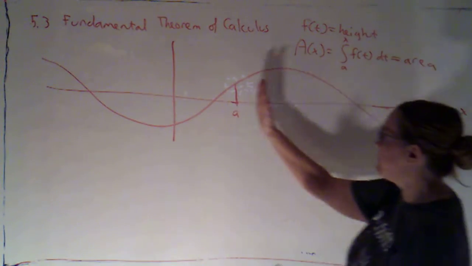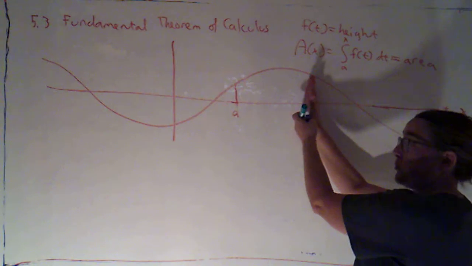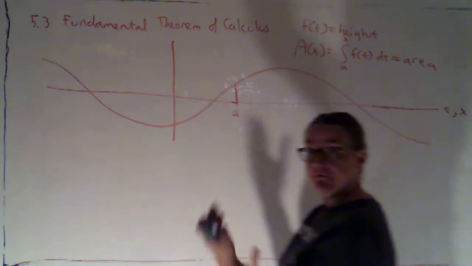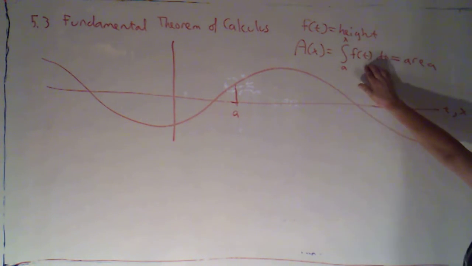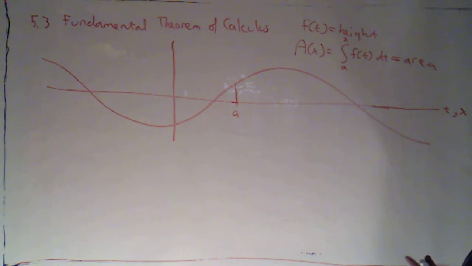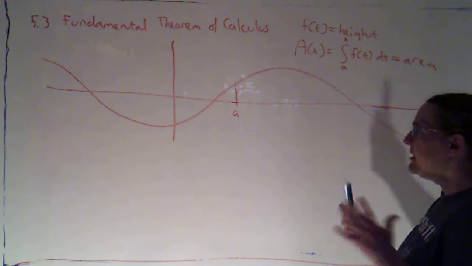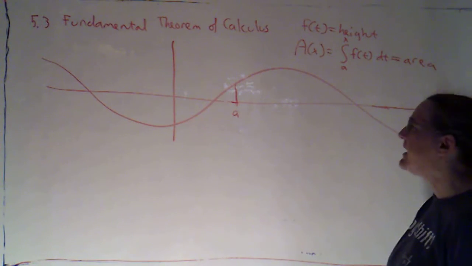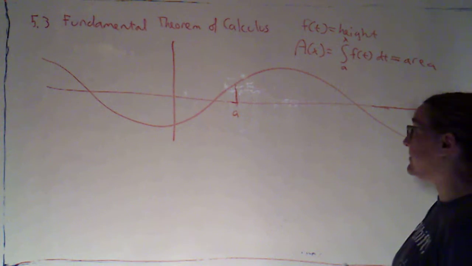I'm always starting at a, but I'm changing whether I'm going to the right or to the left and how far I'm going. I'm changing what my other endpoint of my interval is going to be. And I'm integrating this height function with respect to t. So height is a function of t, area is a function of x. What I want to do is explore the relationship between the signs of the heights and the areas, and ultimately the derivative of the area.